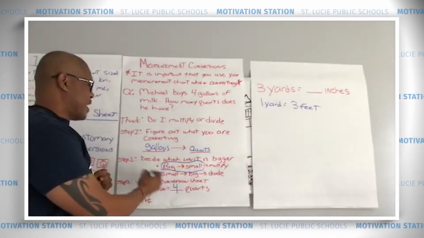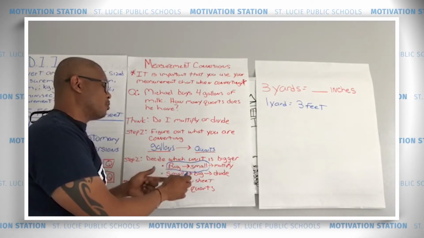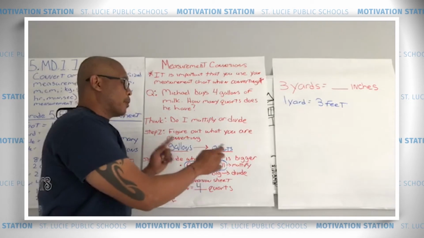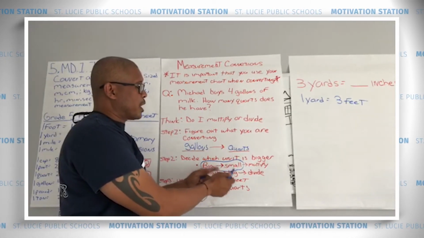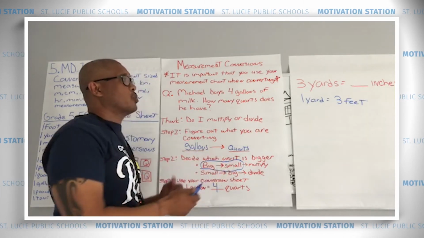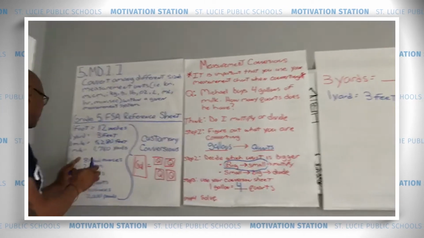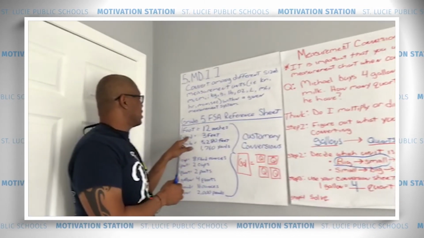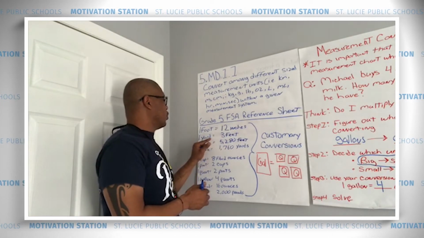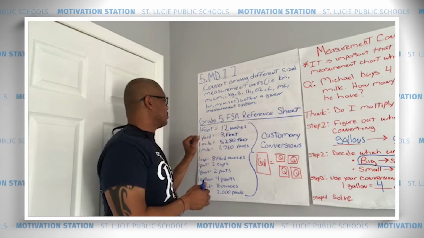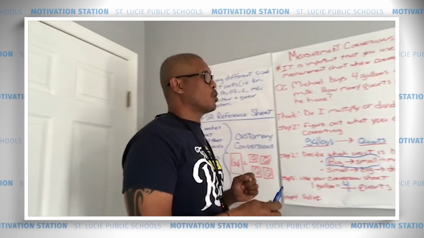Again, now I'm going to ask myself that question. Am I going from a bigger unit of measurement to a smaller unit of measurement? And if I am, I'm going to multiply. If I'm going from a smaller unit of measurement to a bigger unit of measurement, therefore I'm going to divide. Well, if I go back to my chart, I see that 1 yard equals 3 feet, which means I'm going from a bigger unit of measurement to a smaller, therefore I'm going to multiply.